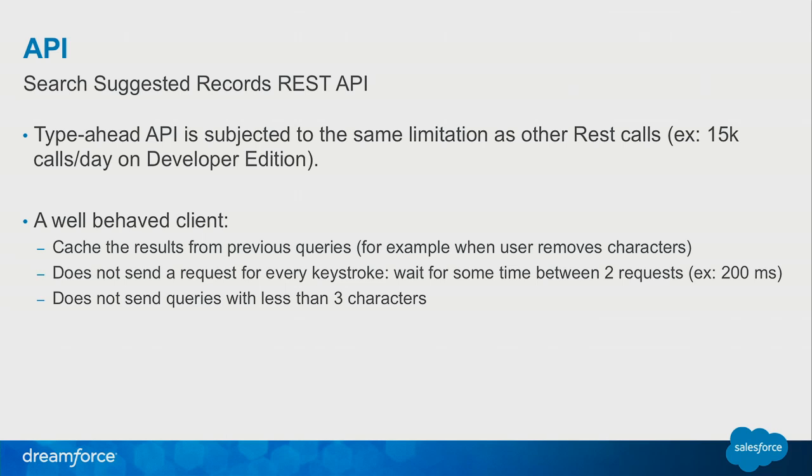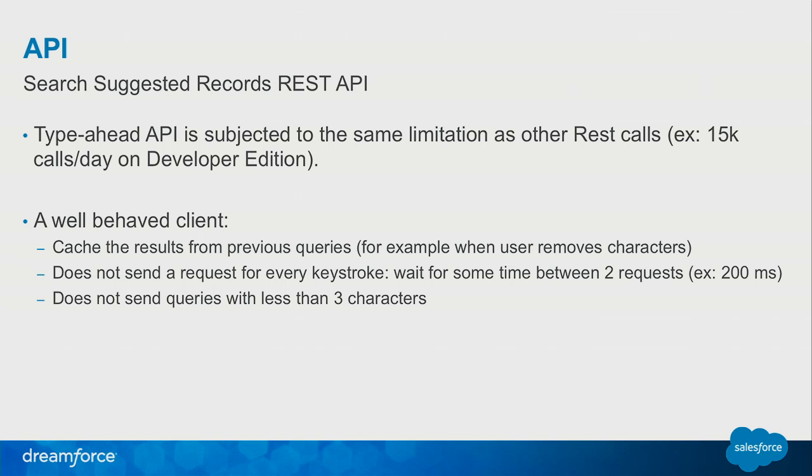The second thing is that you don't want to send a query for every keystroke. We advise you to wait some time, to have a delay between two keystrokes. A typical rule of thumb would be 200 milliseconds between two requests. And the last thing, you should not send a query with fewer than 3 characters. You won't get any result, but it will still be accounted for in the request call limit.